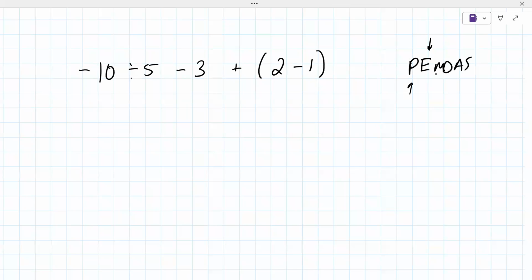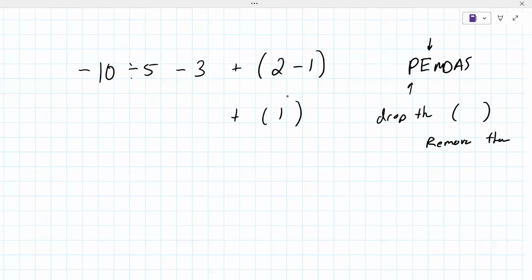How about the P? What does that stand for? Parentheses. So you do whatever's in parentheses first. Doesn't matter what it is. In this case, it is 1. Now, do you know when you can drop the parentheses or remove them? Did you guys talk about that at all in class? No, I think we're past that part, to be honest.